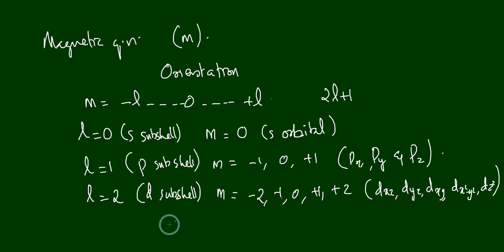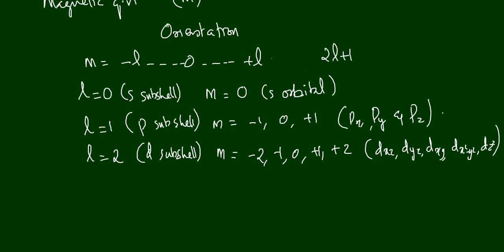So from this logic you can predict how many orbitals are possible in the f subshell. For the f subshell, L is equal to 3, and therefore there will be 2 into 3 plus 1, meaning 7 orbitals possible. So there are 7 f orbitals. Okay, so this is the magnetic quantum number. And you know the shapes of these orbitals also. I am not going into the detail of that.